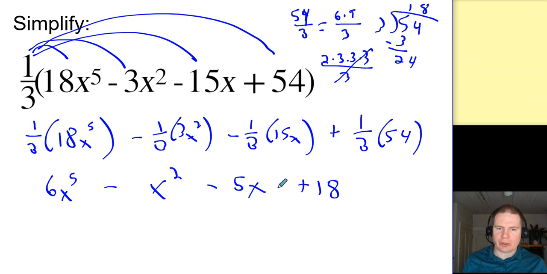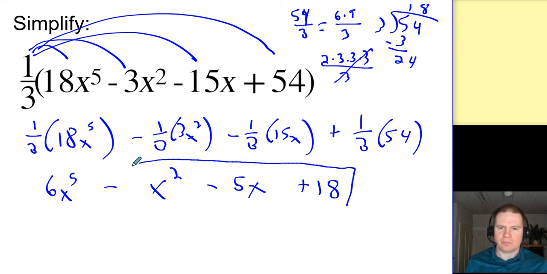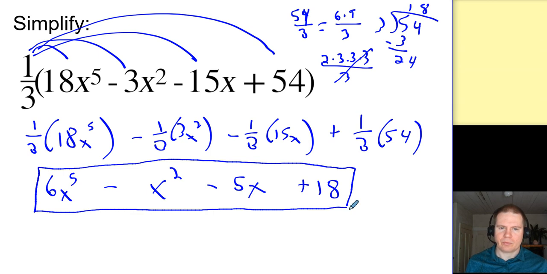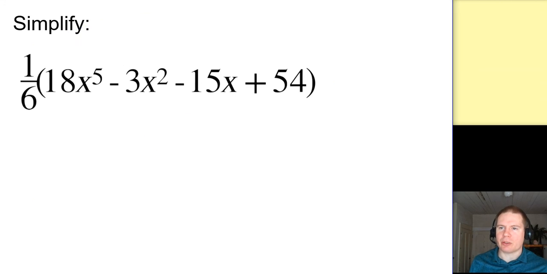And again, no like terms. It's in descending order of the exponents, so it's in standard form. So I'm all set. Now I want us to remember how we did this problem, because it's going to be written in a slightly different way in just a moment, even though it's representing the same thing. Before we get to that, let's try just a couple more here.